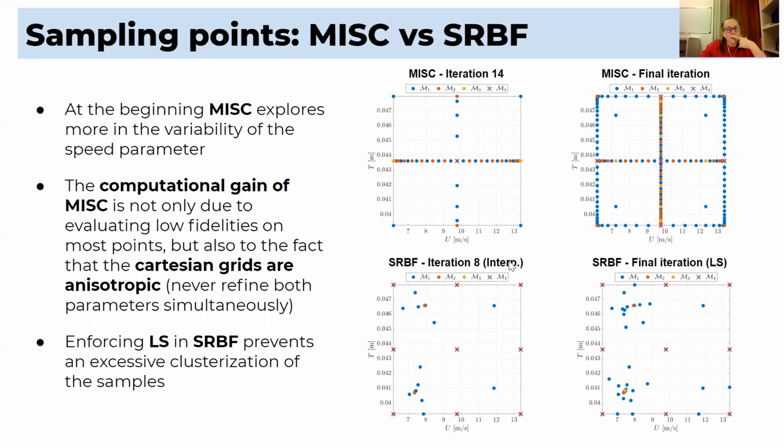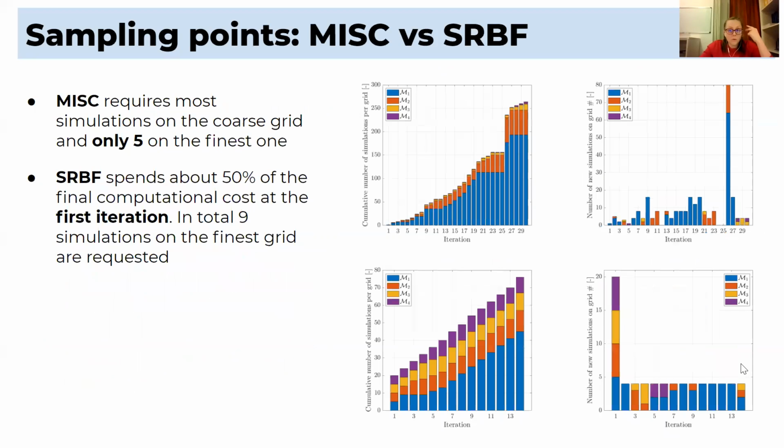When we look at SRBF, at the beginning we have this exact interpolation, and we see that there is some clustering of points. So the points start to cluster in some regions, for example here. And when we switch to least square, this seems to prevent the clusterization of the samples. So the samples then turn out to be quite spread all over the domain, let's say.